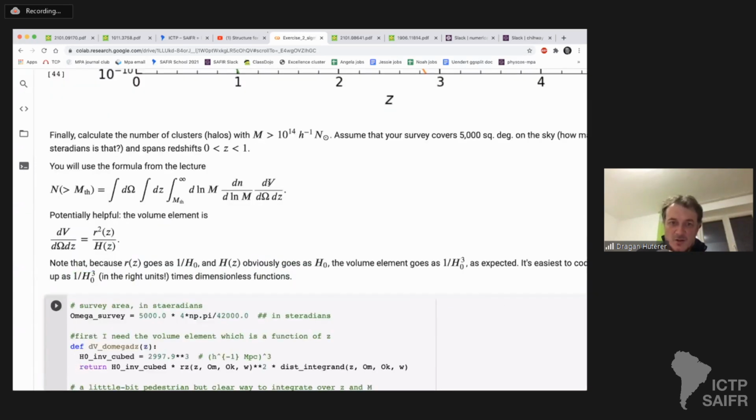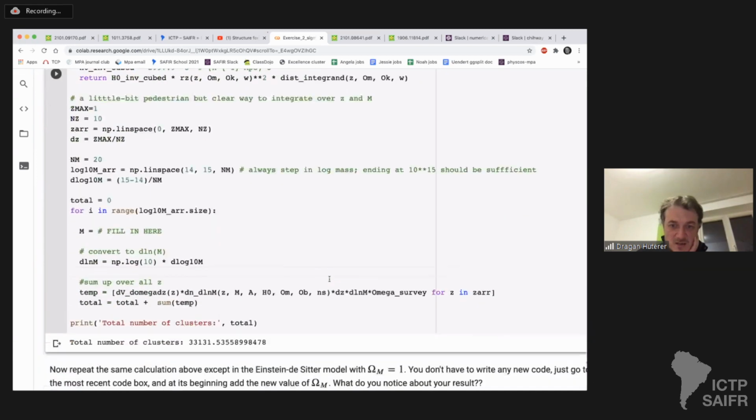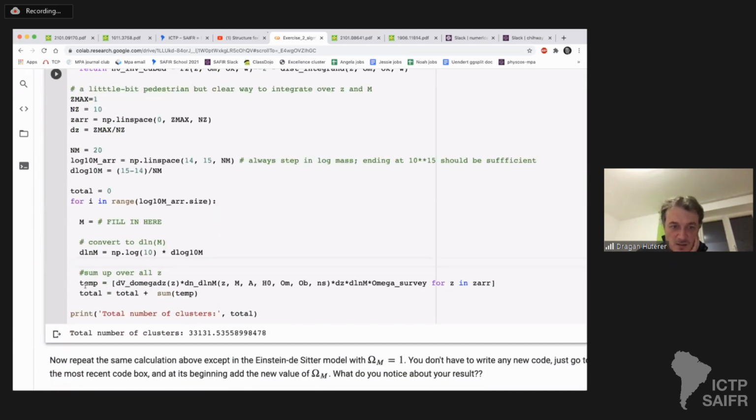We have a double integral, right? We need to integrate in z and M. This is not an integral anymore. The integral in z is here. I'm going to just have this temporary variable, and I'm going to sum it. The temporary is a list of these terms for each value of z, right? So for each of 10 z's, I have this and I sum it up. That's the first integral. And then the integral over dlnM is kind of pedestrian. I could have done it more fancy.